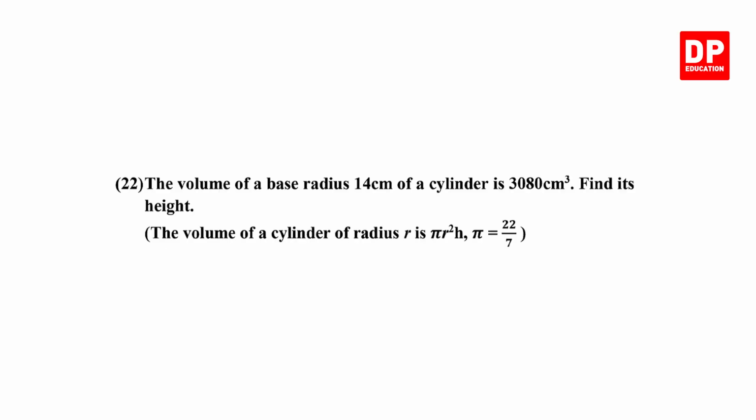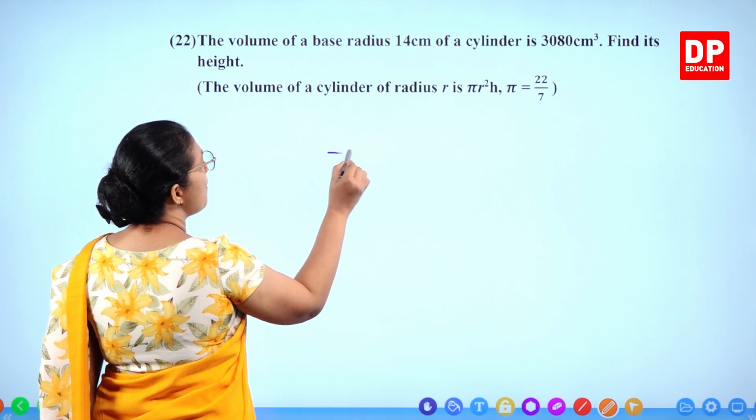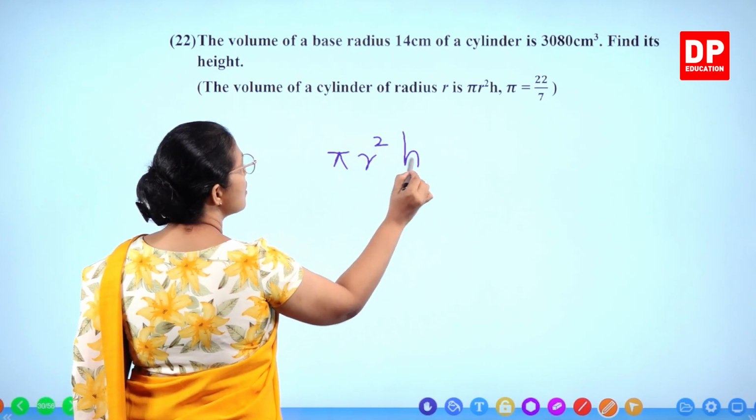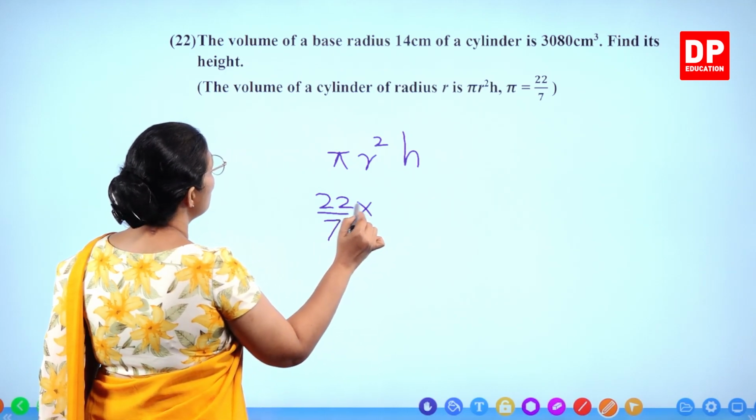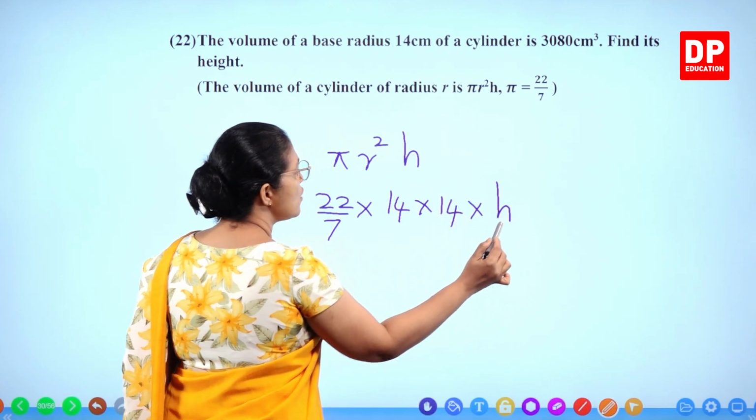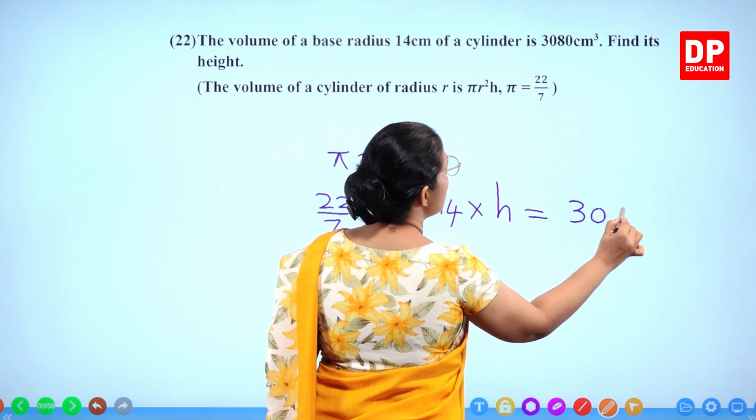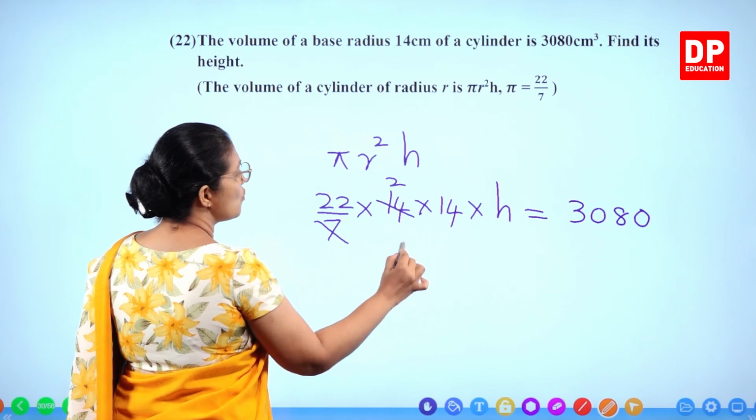Question number 22. The volume of a cylinder with base radius 14 is 3080 cubic centimeters. Find its height. So what's the formula? Pi r squared h. You can take pi as 22/7. Radius is 14, 14 times 14, and you need to find h. The volume is given as 3080. So 7 times 2 here. So what is h?